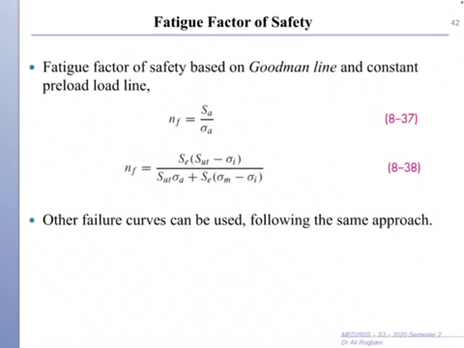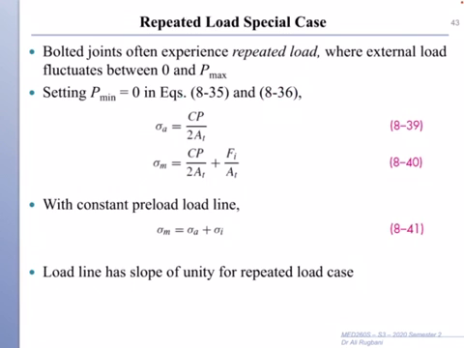You choose one of the failure criteria like Goldman line or any other criteria that can also be used. But in bolts, the usual special case with repeated load is very common. Repeated load means joint will be subject to zero external load and maximum external load. Zero external load when there is no external load, and then maximum load. So this is the special case where minimum load is zero.